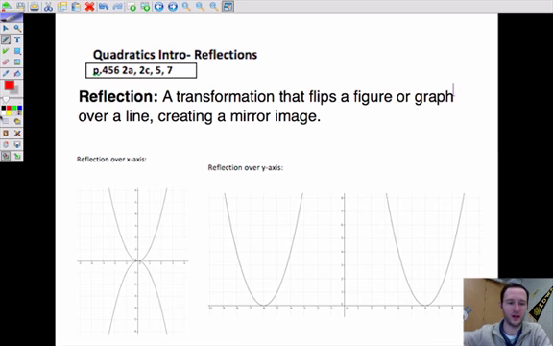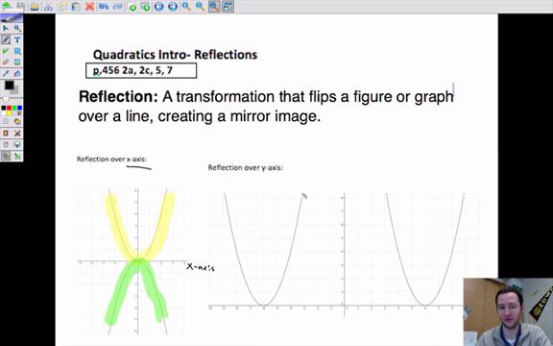So what this looks like with a parabola is here's our parent function here, and we've talked about what the parent function is. And then if I reflect this over the x-axis, it ends up down here. Exact same size and shape, except that it's mirrored across the x-axis right here. Okay.